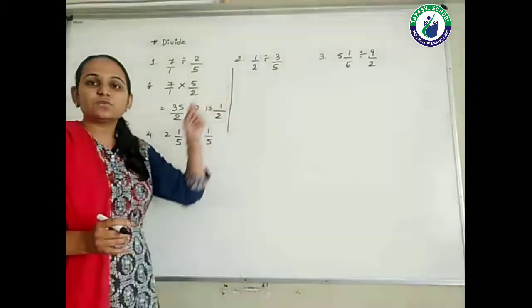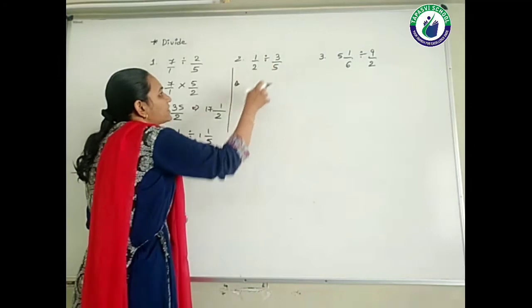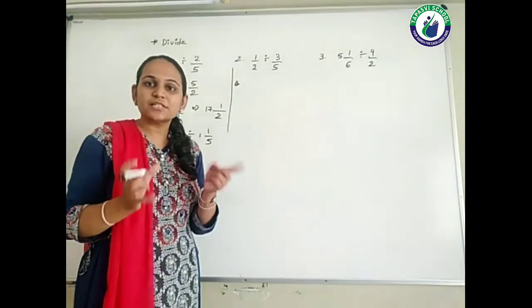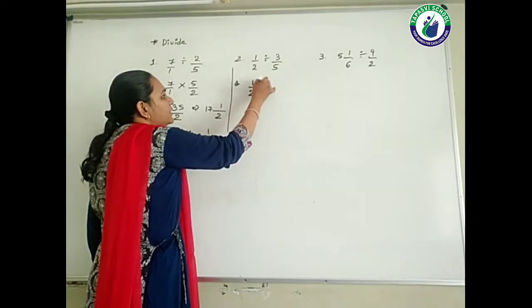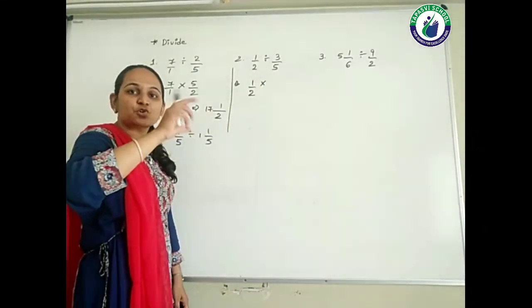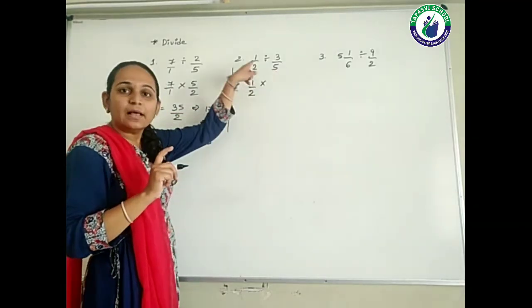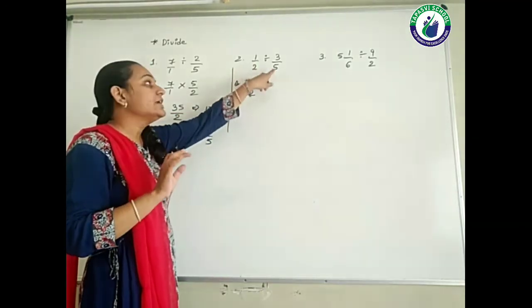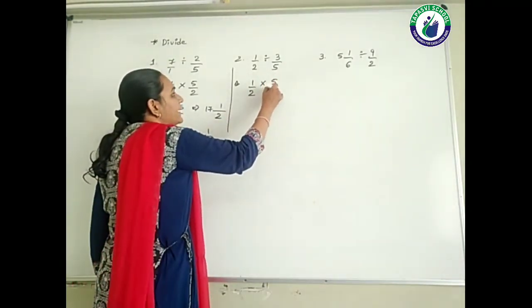Now taking the second question, students, 1 by 2 divided by 3 by 5, both are fractions, so there is nothing to worry about. So 1 by 2, division sign first convert into multiplication sign and show the effect on the next fraction. Only the next fraction will be reciprocal. पहले वाले को कुछ भी effect नहीं होगा. Next वाला जो आपका fraction उसका reciprocal करना है. So it will be 5 by 3.